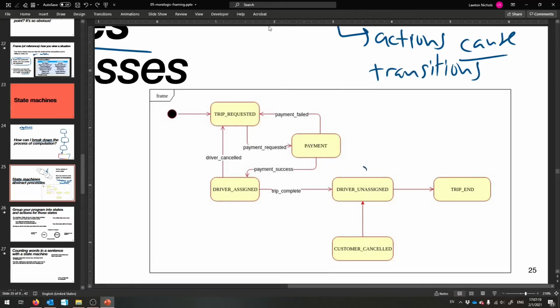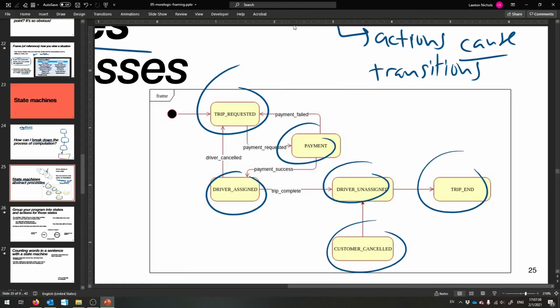And now from the driver's perspective, the driver gets unassigned, so he's ready to give somebody else a ride. Or if the customer cancels, coming out of nowhere, the driver is also unassigned, and then eventually you're at the end of your trip. So all these things, these are different states that you can be in, the state that your program can be in, and they're caused by certain actions, sometimes coming out of the ether.